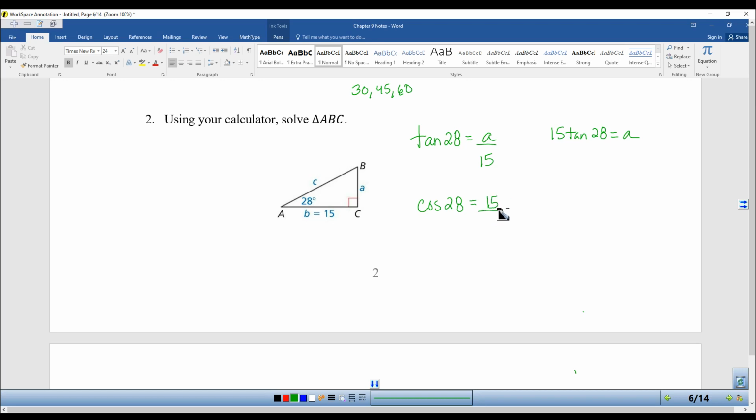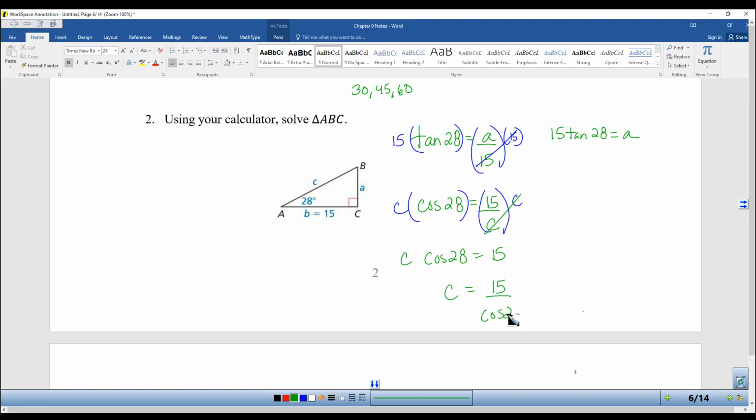adjacent over hypotenuse. Now, I didn't actually show the clearing fraction in this step because I think you guys are really good at it, and I think you can kind of do that in your head. But for some reason, when the C is on the bottom, everybody has trouble. Don't let that throw you. If the C is on the bottom, then that's what needs to be cleared. Super important. C cosine of 28 is equal to 15. You do what you always do, even when the variable is on the bottom. And now you solve for C. C is 15 over cosine of 28.